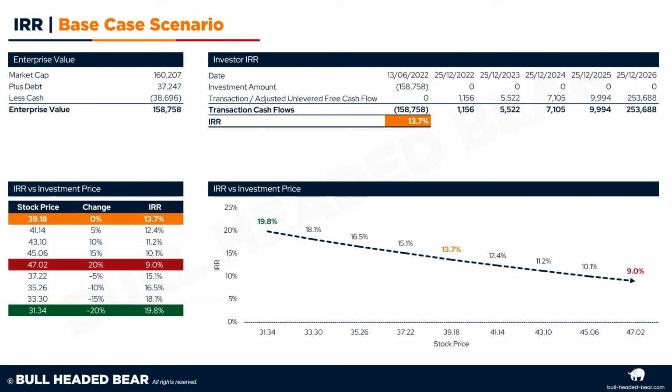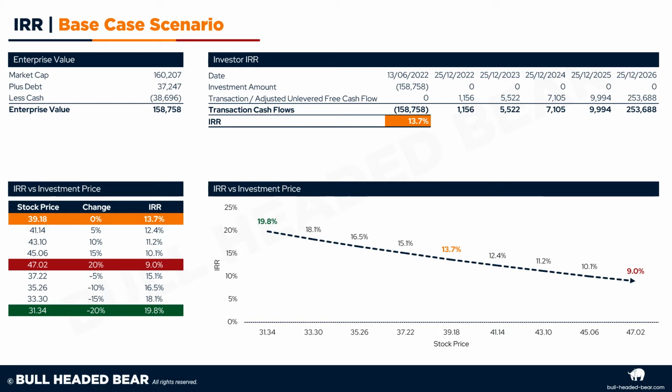Now we'll look at the internal rate of return, or the IRR. First of all, we need the enterprise value, so we've got the market cap there. This time we add debt, take away cash, and we've got an enterprise value of 158 billion, or it's almost 159 billion. We can then take this enterprise value and use it as our investment amount. So you can see that there, that's brought in. We'll bring across the unlevered free cash flow from the previous example. This then gives us our IRR calculation, which works out at 13.7%.